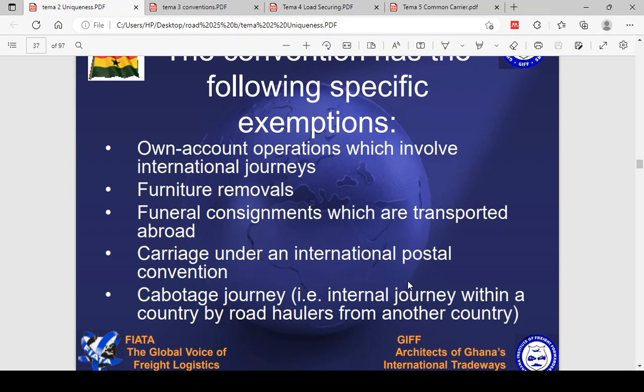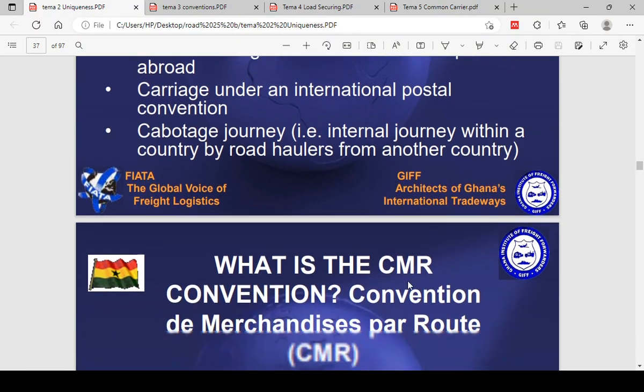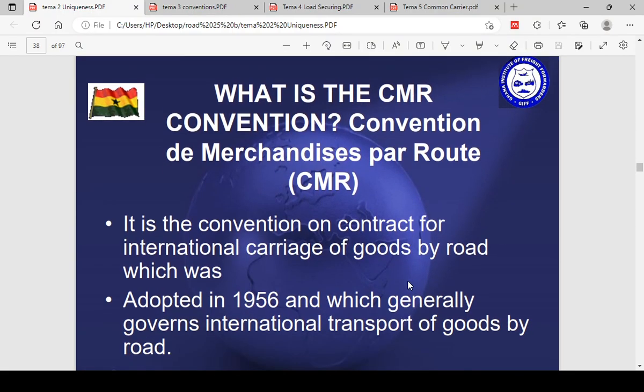Then we have the convention. What is the CMR convention? Convention de Marchandise par route. So it's CMR. That's the full Convention de Marchandise par route. Somebody wanted to know. Now you have seen it. It's the Convention on Contracts for International Carriage of Goods by Road, which was adopted in 1956, and which generally governs transport of goods by roads.